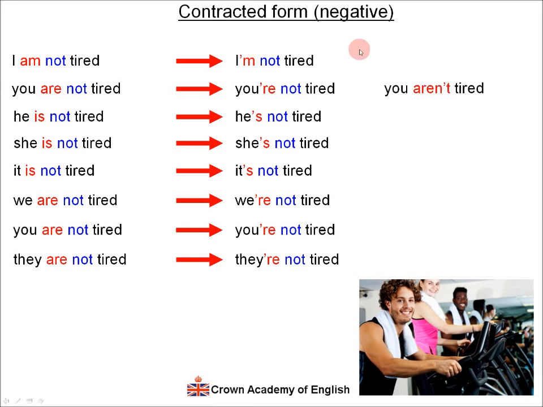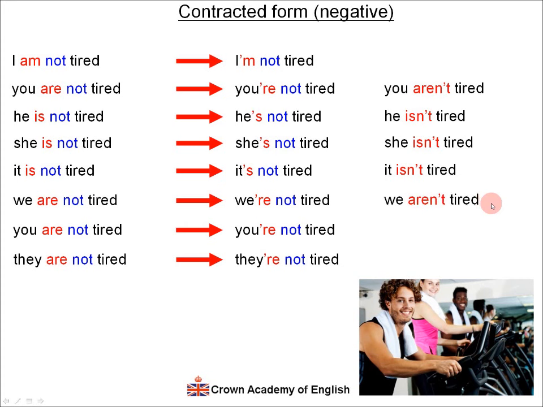Now, for some of them, we have a choice. We have two methods for the contracted form in the negative. For I'm, we only have this one. I'm not tired. This is the only choice. But for all the others, we have a different choice. We can say, you aren't tired. He isn't tired. She isn't tired. It isn't tired. We aren't tired, you aren't tired, and they aren't tired.